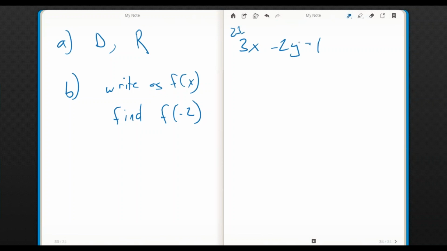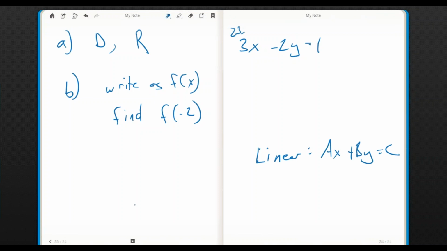When you look at this equation, you should know that it's a linear equation. How do you know that? This is linear because it's in the form of ax plus by is equal to c. That's the standard form of a linear equation, one of them. The other, of course, is y equals mx plus b. It's a linear equation. It draws the graph of a line.